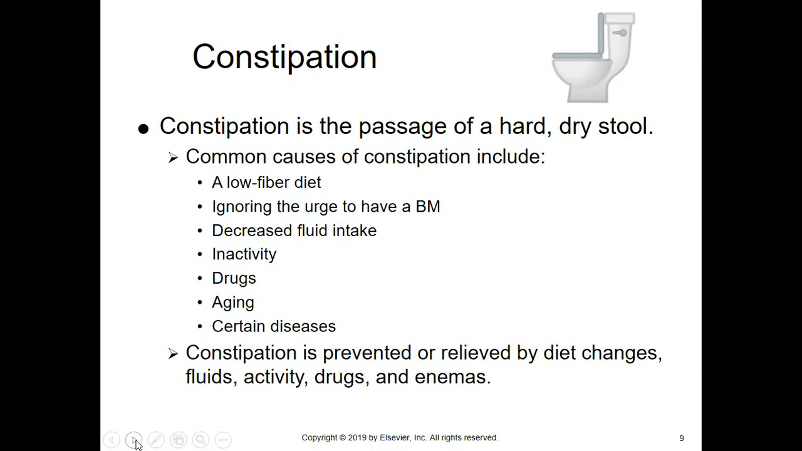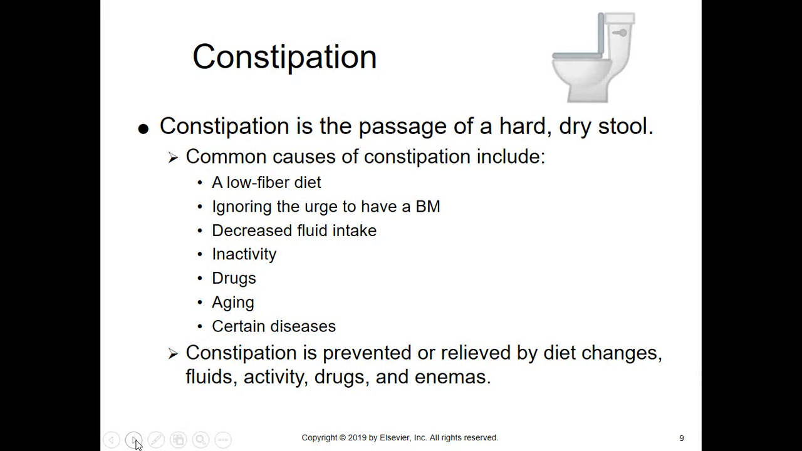The nurse might have to get some medicines. We have to get some enemas. We have to get the patient up and get him moving. We need to get that bowel moving again. Okay. And we need to help the person along. And once we get it going where it's regular again, we need to keep it that way. So whatever we did to change, we need to keep that change.